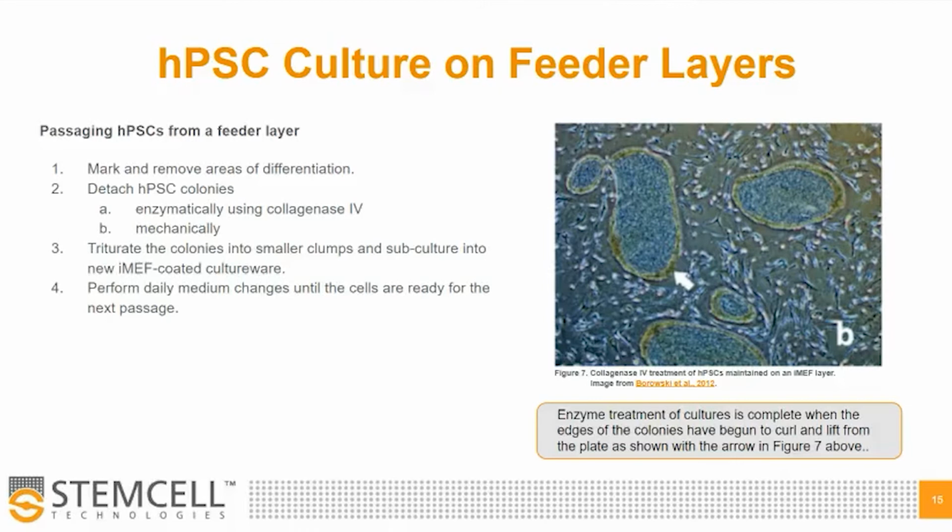The HPSC colonies can then be detached enzymatically using an enzyme such as collagenase 4 or mechanically by scoring around a colony, pushing back surrounding MEFs, and scoring the colony with a 22 gauge needle or pulled glass pipette. Once liberated from the MEF layer, the colonies can be triturated into smaller clumps and subcultured into new IMEF-coated plates. Daily medium changes are then required until the cells are ready for the next passage. In figure 7 here, the culture has been treated with collagenase 4. The enzymatic treatment is complete when the edges of the colonies begin to curl and lift up from the plate.